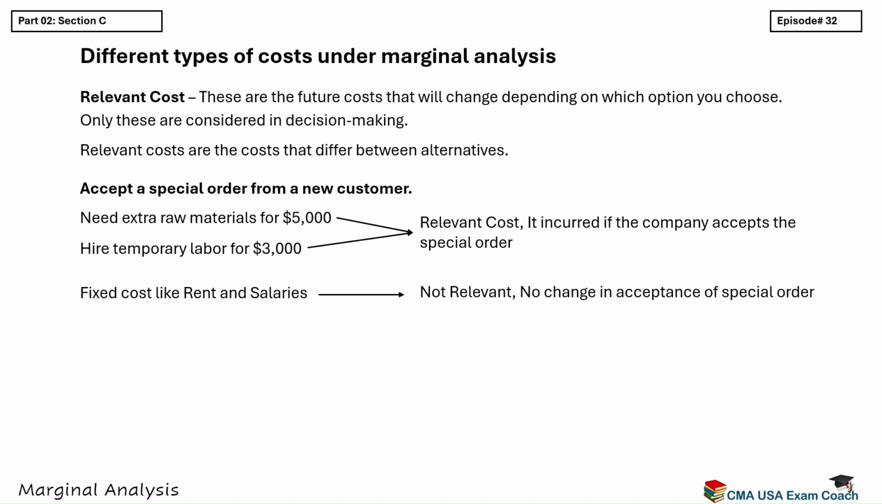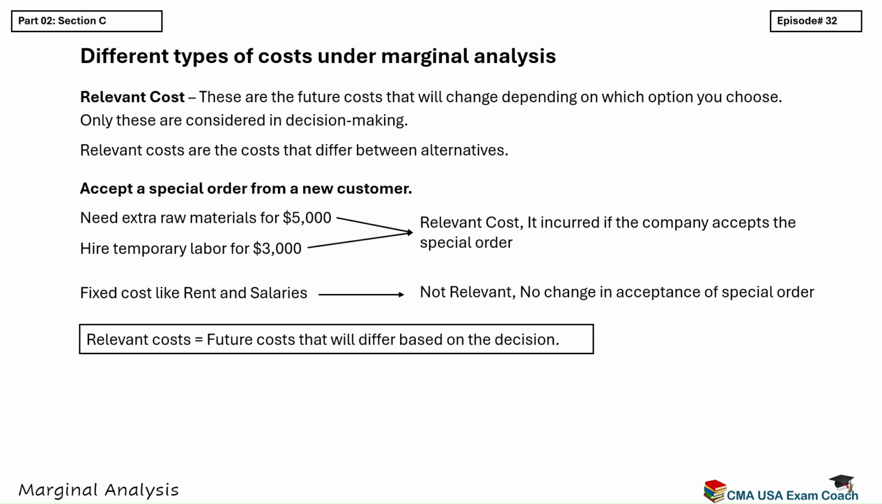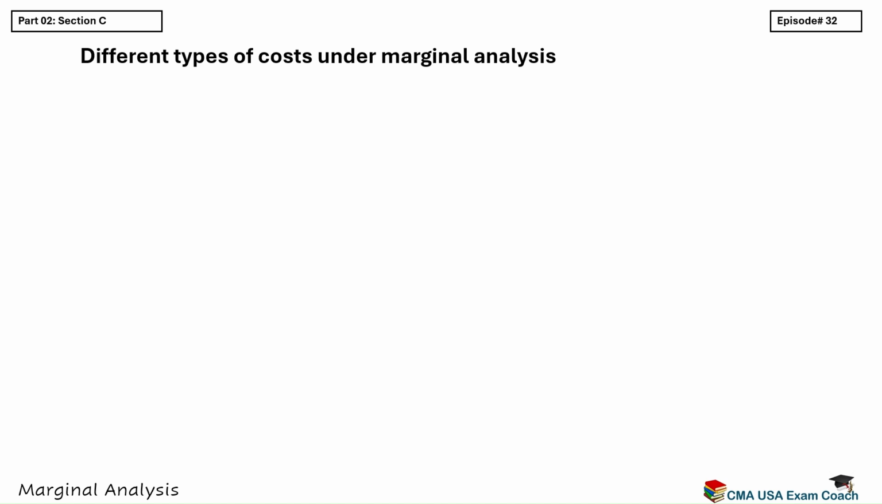These are also considered relevant because they apply only to that specific project or decision. To summarize, relevant costs equals future costs that will differ based on the decision. And these are the only costs that should be included in marginal analysis. Now let's talk about avoidable costs.